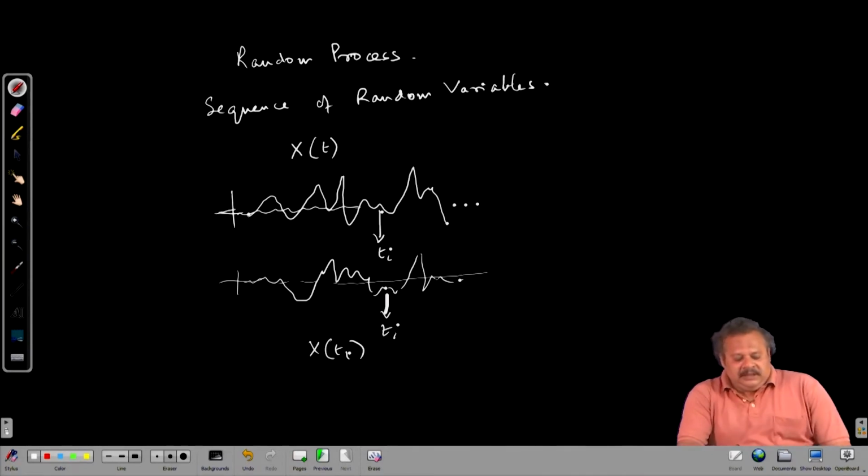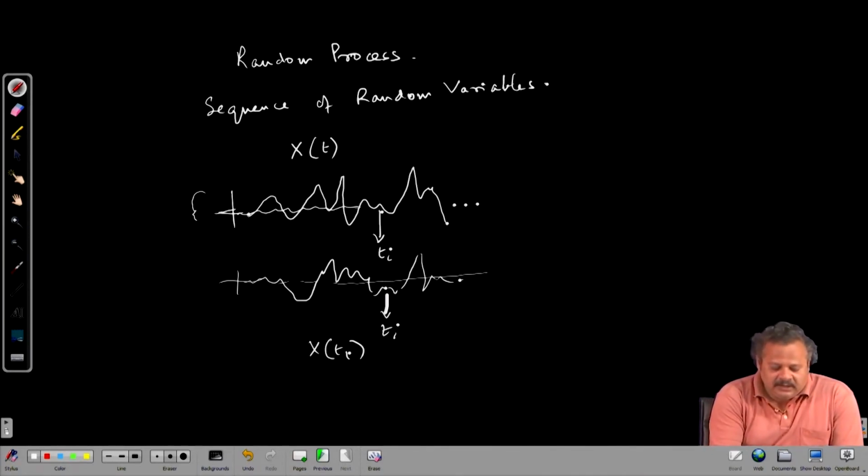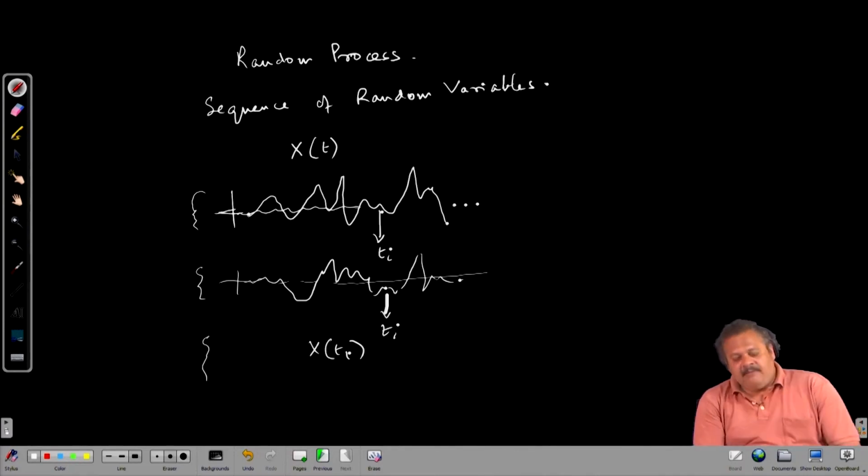So, these different observations of the same phenomenon multiple times are essentially called realizations of a random process.